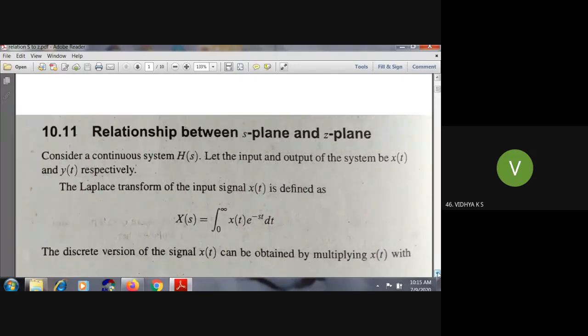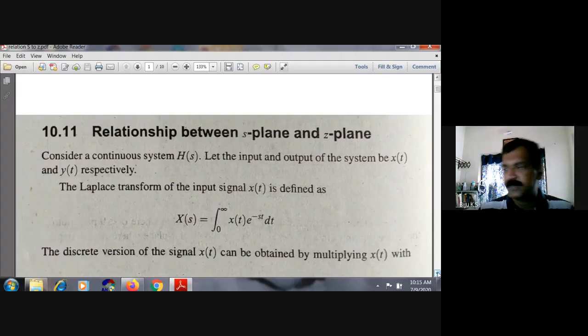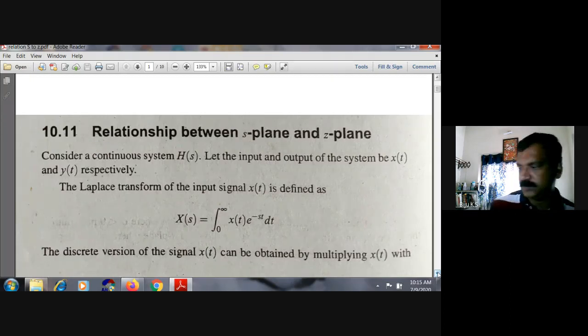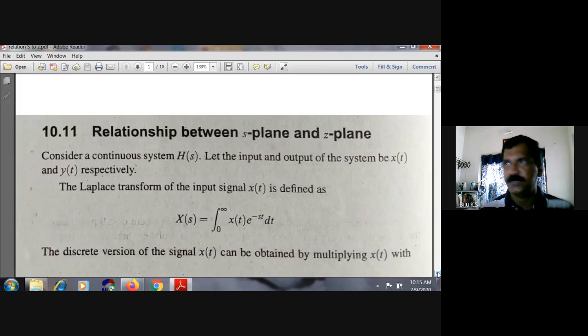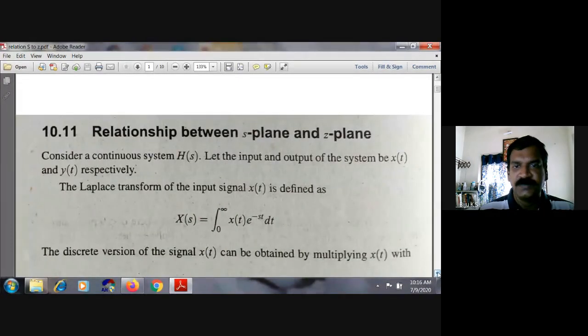So the next portion we have to cover is the relation between the transforms. Last class we talked about the transforms. All transforms are related to each other, so one transform can be connected to another. Today we will go for the relations between the S plane and the Z plane.